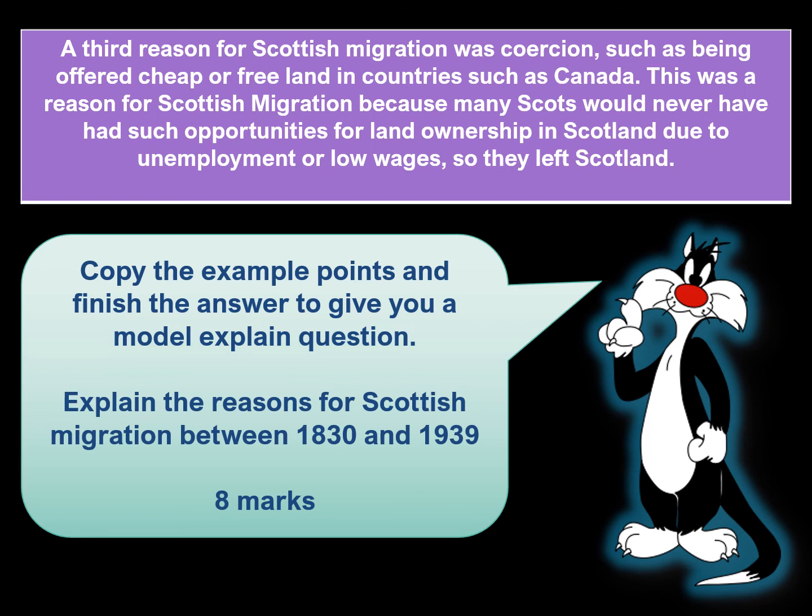Remember, the question is: explain the reasons for Scottish migration between 1830 and 1939, and because it's worth 8 marks, you've already got 2 3/4 of one, so that means you're going to have to finish off your third reason with your development point and then add another 5 things, using your notes from issue 1 to help you see if you can finish that off.